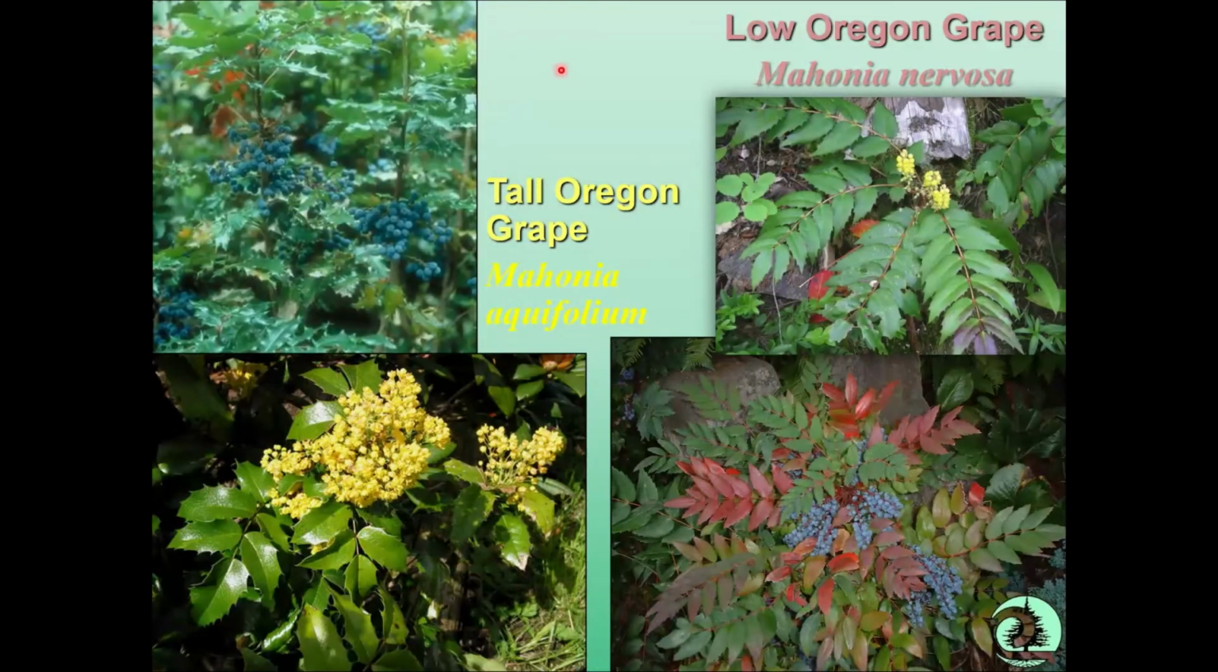Here we have our Oregon grapes, our Mahonias. We have tall Oregon grape and low Oregon grape. Mahonia aquifolium is the tall Oregon grape. It can handle more sun. It actually prefers full sun, and it has fewer leaves, but it's taller. Probably it can get up to 5 feet or even more. And then we have the low Oregon grape. It's 2 or 3 feet tall, has more leaflets, a longer leaf, and is more shade loving. It needs to be under the canopy.